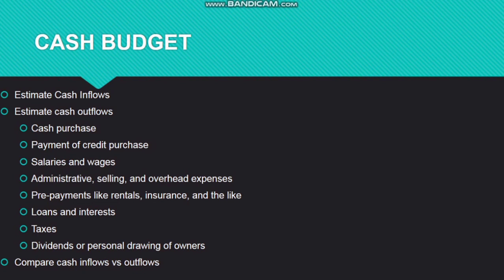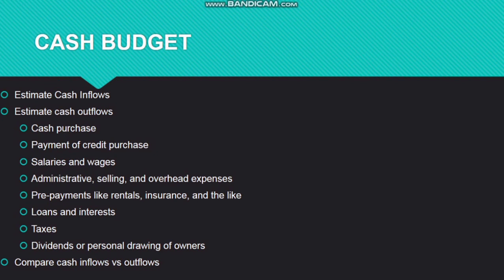So next is cash budget. There are steps in preparing the cash budget. First is estimate cash inflows. Estimate the sources of cash inflows like sales of products and services, additional investments, proceeds from loans, collection of receivables, and estimate the amount of receipts.